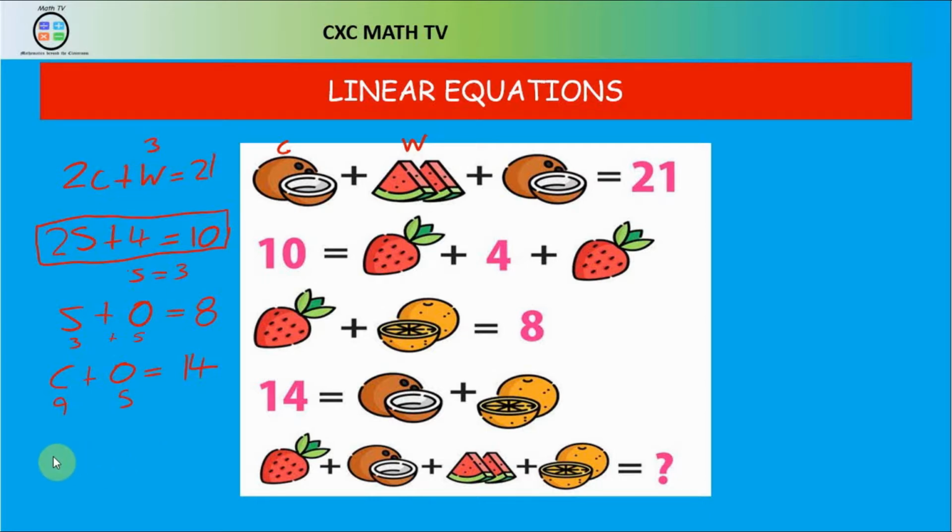So the answer you should be getting is 3 for the watermelon, plus the coconut price, which is 9, plus the orange price, plus, of course, your strawberry price. And you add all of that, and this should be your answer, which is 12, 17, 20. That should be your answer, 20.